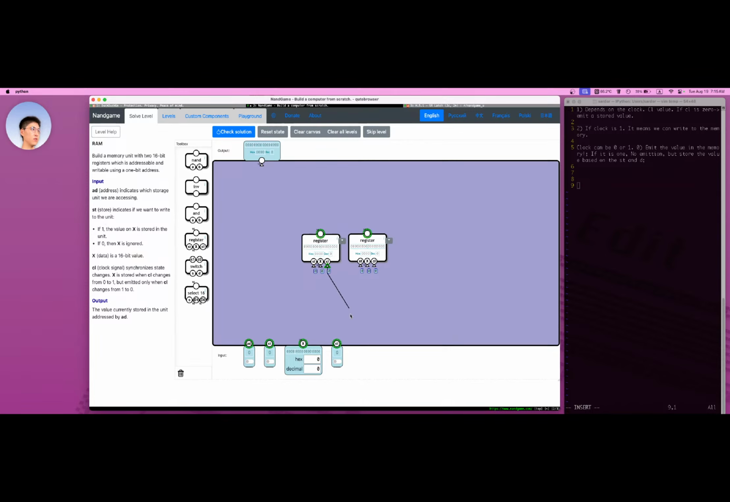I know for sure that clock should be clock. Clock should stay, okay. And then X just X. Maybe no, maybe no, maybe yes.